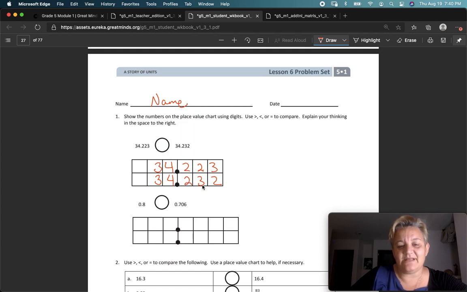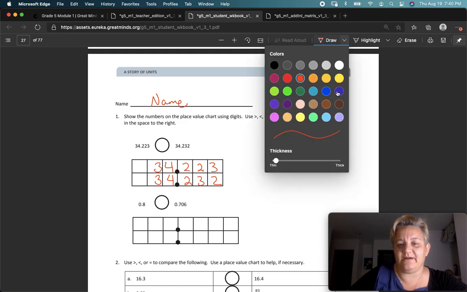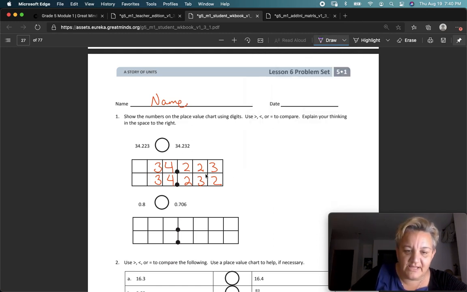And then here we get to the hundredths, and I see a 2 and a 3. So now I want to know which is the greater number. Which one is bigger, right? The 3 is bigger than the 2. Remember, my alligator is going to go for this number. So 34 and 223 thousandths is less than 34 and 232 thousandths.